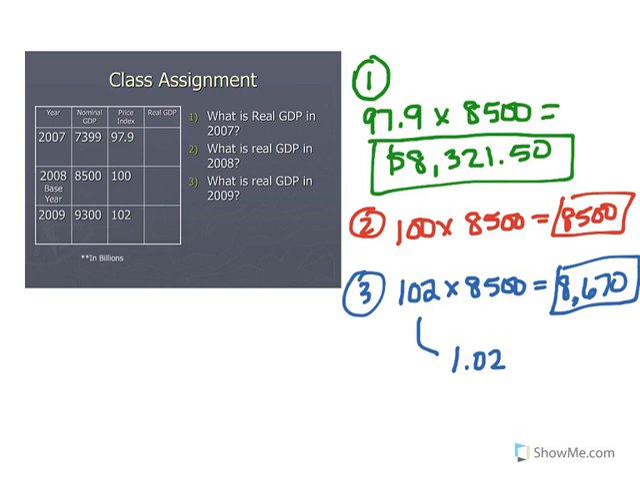And then the same thing up here. The value of the price index was 97.9%. So when you multiply that by 8,500, remember that you're expressing it as a decimal point. So 0.979 times 8,500. And then that's how we're coming up with these values.